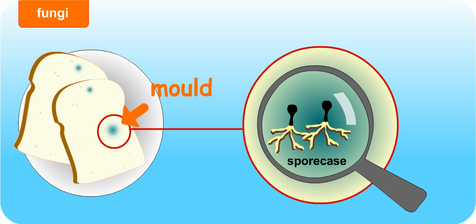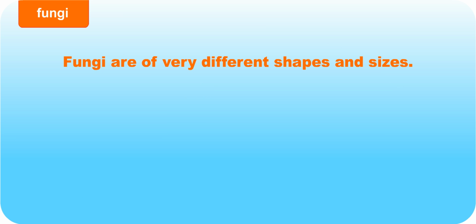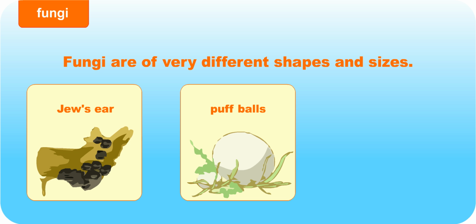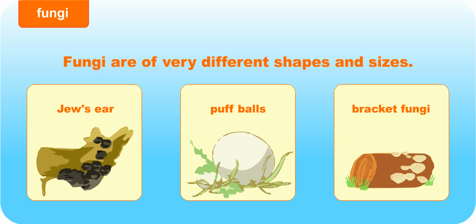You mean there are many types of fungi? Yes, fungi are of very different shapes and sizes. Juice ears, puff balls, and bracket fungi are some other examples of fungi. And do you know that although fungi are green in color, it cannot make its own food?